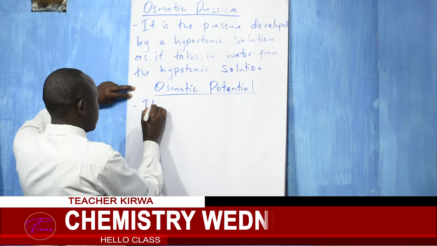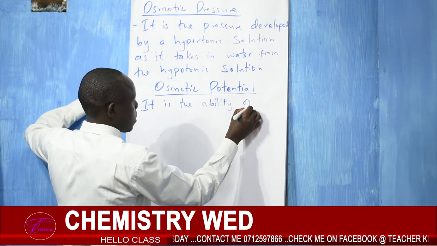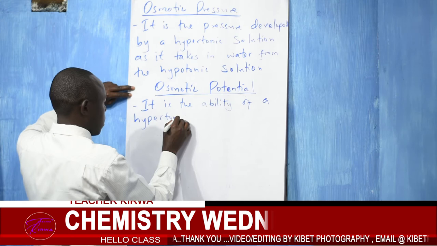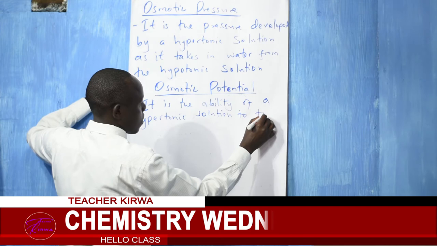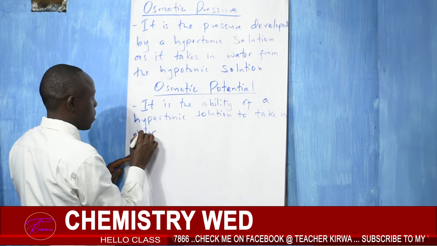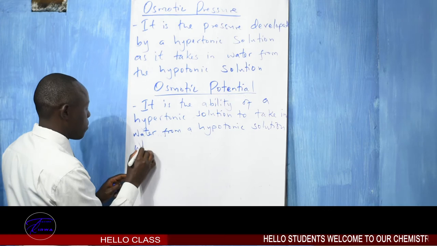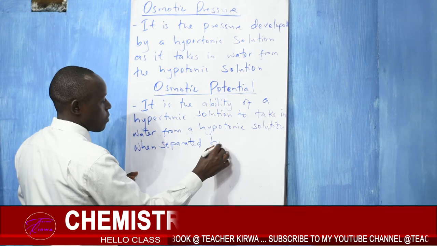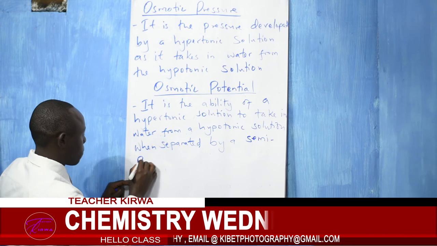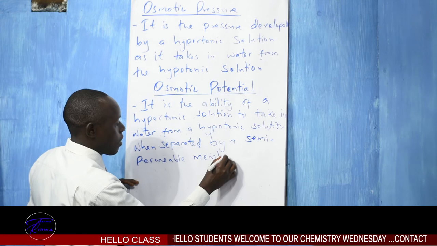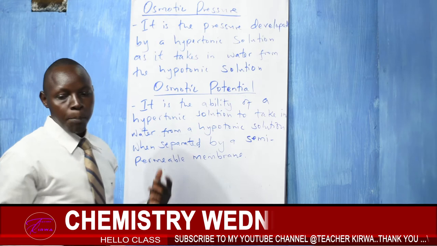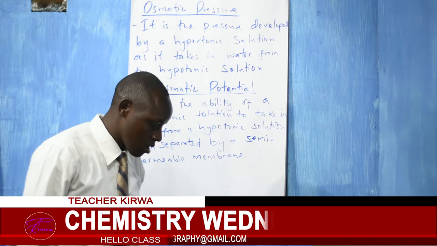Osmotic potential is the ability of a hypertonic solution to take in water from a hypotonic solution when separated by a semi-permeable membrane. So it is the ability, it has the potential of taking in water. That one is referred to as osmotic potential. So that is osmotic pressure and osmotic potential.